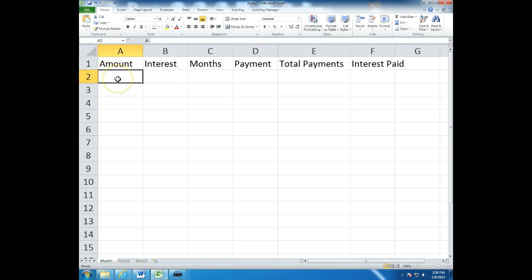All right, and let's pick some values here. Let's get a fairly expensive car, $30,000, and I'm going to get a 0.029, 2.9% interest rate for 36 months. And now I'm going to calculate the payment, the total payments, and the interest paid.